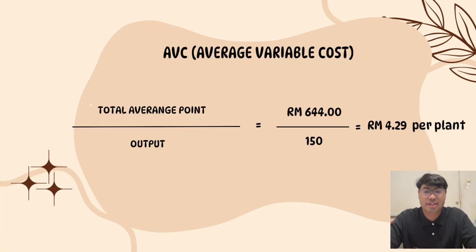We move to another slide, which shows average variable cost. If you want to find average variable cost, you have to take the total variable cost and divide it by output, which is total variable cost 644 ringgit divided by 150, and the answer is 4 ringgit 29 cents per plant.